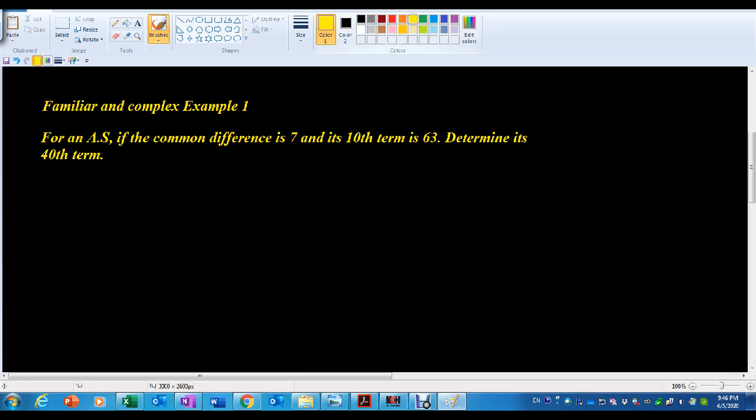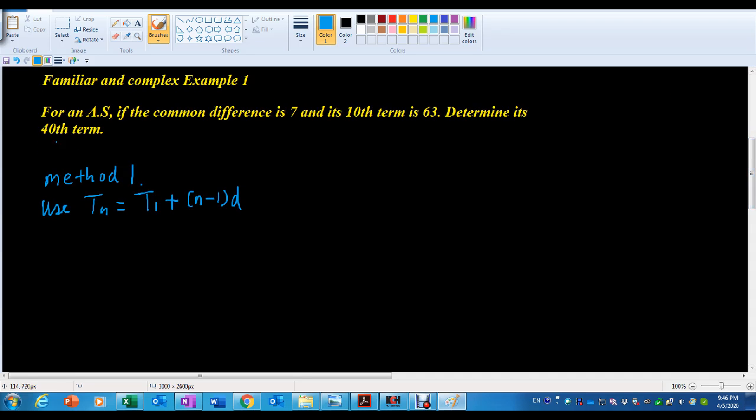So first I'm going to use method 1. For method 1, we use our previous explicit rule, Tn equals T1 plus n minus 1 D. We use this rule.